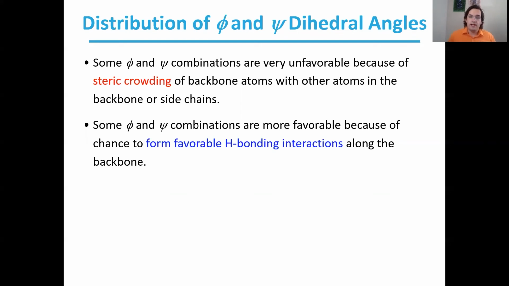Some of our phi and psi combinations are going to be more favorable because of the chance to form those favorable hydrogen bond interactions between our peptide bonds, right? Between that carbonyl hydrogen bond acceptor and our nitrogen-hydrogen hydrogen bond donor there. So these are the two key principles that we'll see repeated over and over again in all of our different secondary structures, right? It's always just balancing the need to avoid steric crowding and the need to form favorable hydrogen bonding.